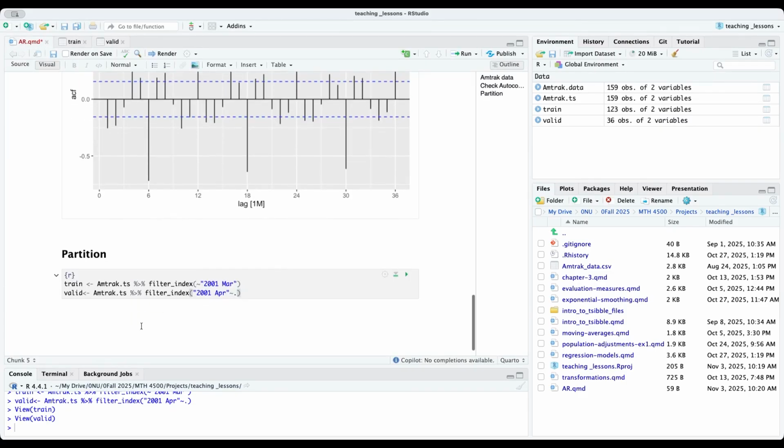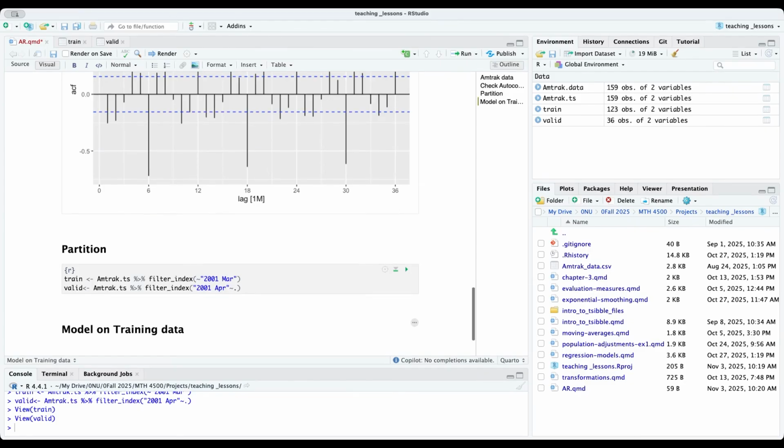So after partitioning, we are going again now to model our original data. So we want to capture the trend and seasonality using the regression. And we did this before. The problem is not with the first step. Our new job is going to start from step number 2, which is after modeling on the training, so model on the training data.